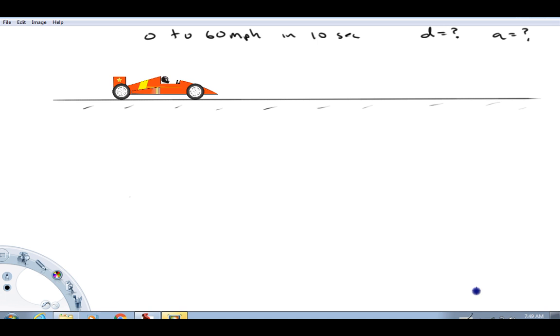The purpose of this video is to demonstrate how to use graphical methods to analyze the motion of an object. In this case, we're going to take a look at this little race car here. For this example, we're going to look at what happens when this race car goes from 0 to 60 miles per hour in a 10-second time frame. And what we're going to do is try to calculate the distance traveled by the car and the acceleration of the car.